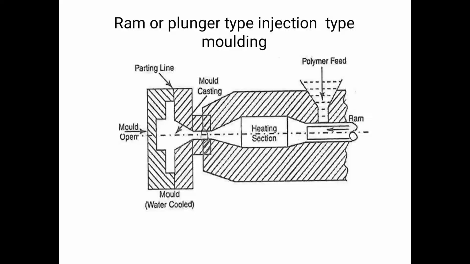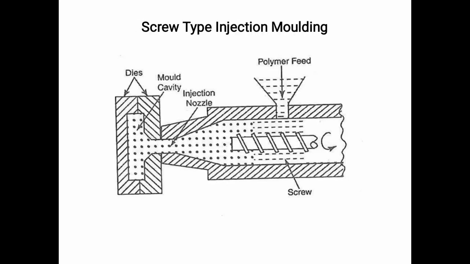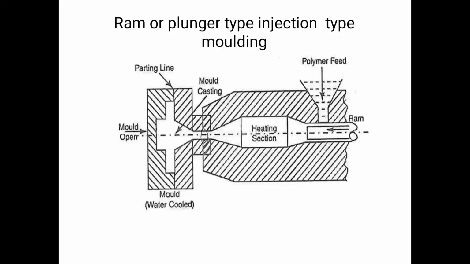There are two types of injection molding, given below. The first is the plunger type, and the other is the screw type. First of all, we are going to see the plunger type. The ram and plunger type injection molding has two units, the injection unit and the clamping unit. The mold may be split in order to eject the finished component.